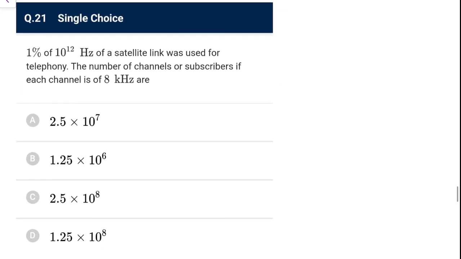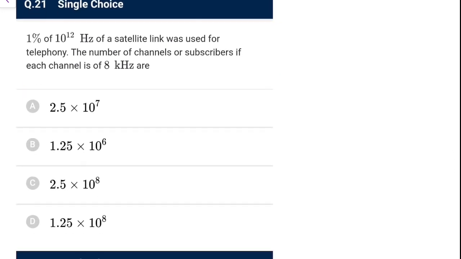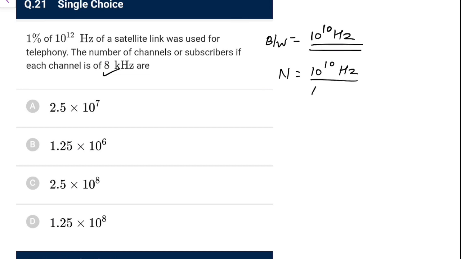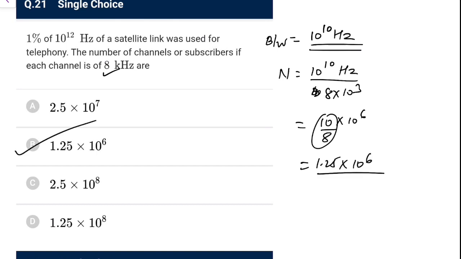Next one, 1% of 10 to the power 12 hertz of a satellite link was used for telephone. This is a very common question. So 1% of 10 to the power 12 hertz means the total bandwidth available is 10 to the power 10 hertz. Each channel or subscriber requires 8 kilohertz. So number of channels would be, total space is 10 to the power 10, each requires a space of 8 into 10 to the power 3. So going by this, it would be 10 into 10 to the power 6 upon 8. So it would be 1.25 into 10 to the power 6 channels that you can accommodate in this particular spacing. So go for option B.